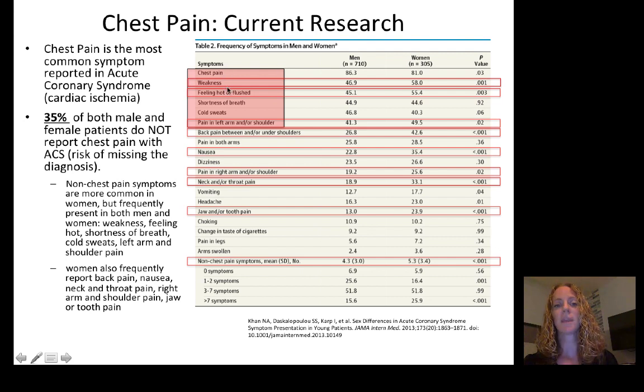Those who did not report chest pain reported symptoms of weakness, feeling hot or flushed, shortness of breath, cold sweats, and pain in the left arm or shoulder. So that pain in the left arm and shoulder is actually pericardial referred pain. Women also frequently report, in addition to those symptoms, back pain, nausea, neck and throat pain, right arm and shoulder pain, and sometimes jaw or tooth pain. So it's important to think about chest pain as not the only symptom of acute coronary syndrome, and it's also important to consider that male and female patients may present with cardiac ischemia in a slightly different pattern.